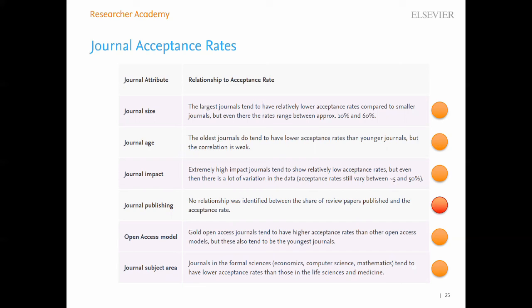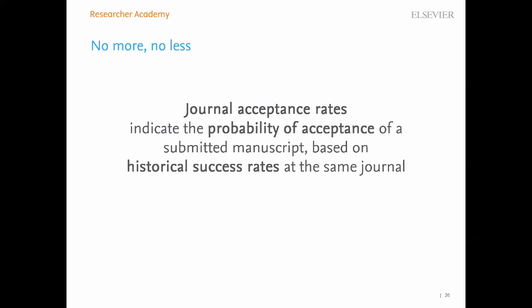So where does that leave authors considering which journals they should submit their manuscript to? We believe that journal acceptance rates do hold meaning. They indicate to prospective authors the probability of acceptance of their manuscript based on historical success rates at the same journal. However, the acceptance rate is not a signal of other attributes, and so it should be made available alongside other metrics and indicators, but not conflated with them.